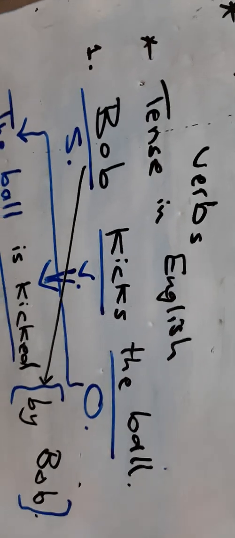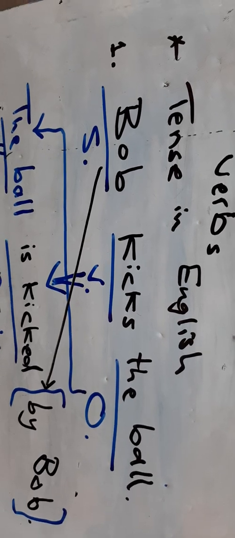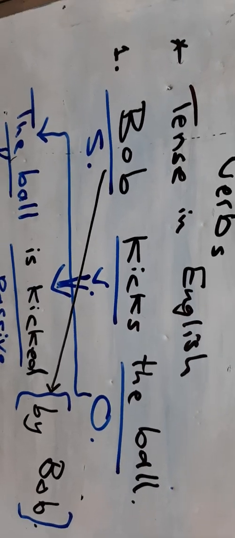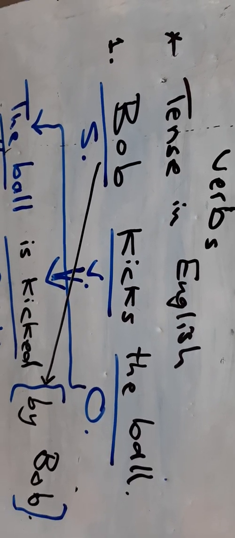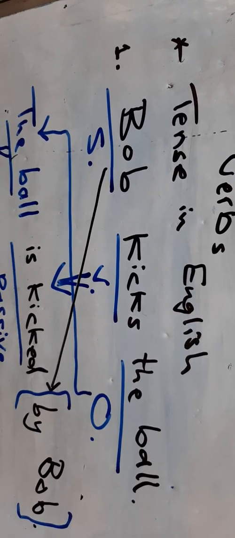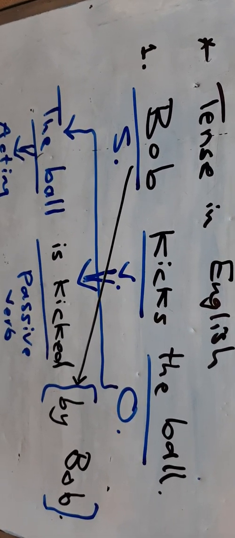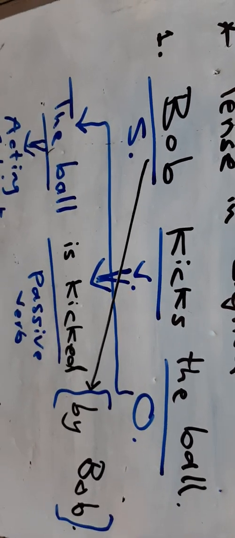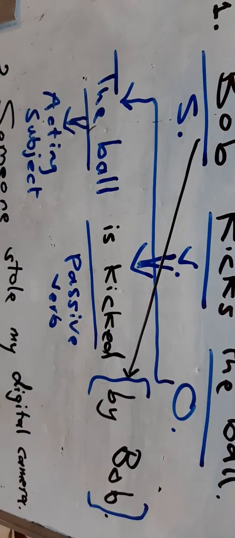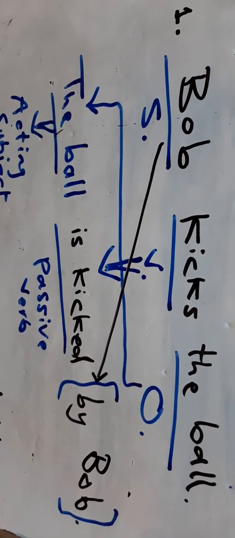Let's explain in an example, a simple one, which says, Bob kicks the ball. We have subject Bob, a verb in the present simple tense, kicks, and the ball is the object. As you can see, in changing into passive, the object, the ball, comes at the beginning. So it takes the position of acting subject. The verb which is in the present, kicks, becomes a passive verb, is kicked.